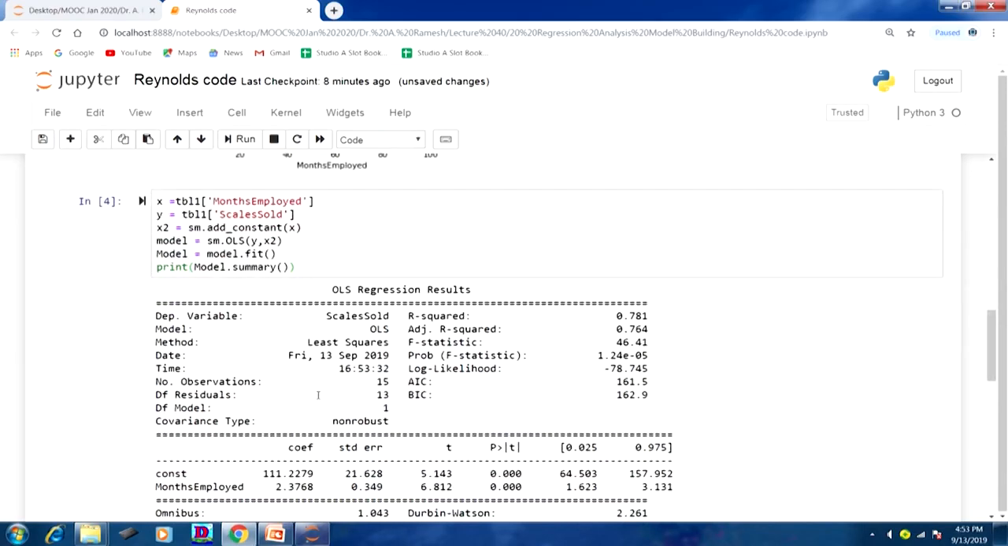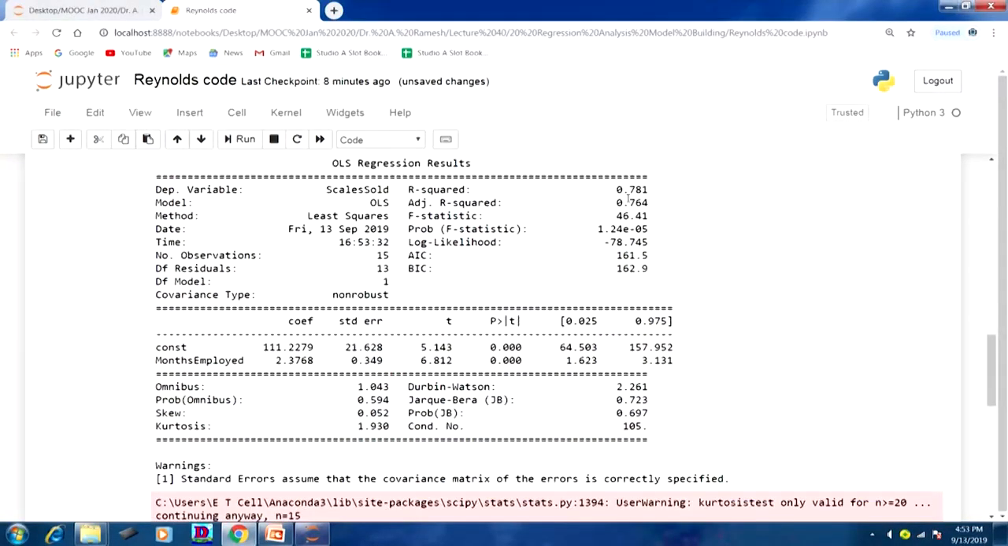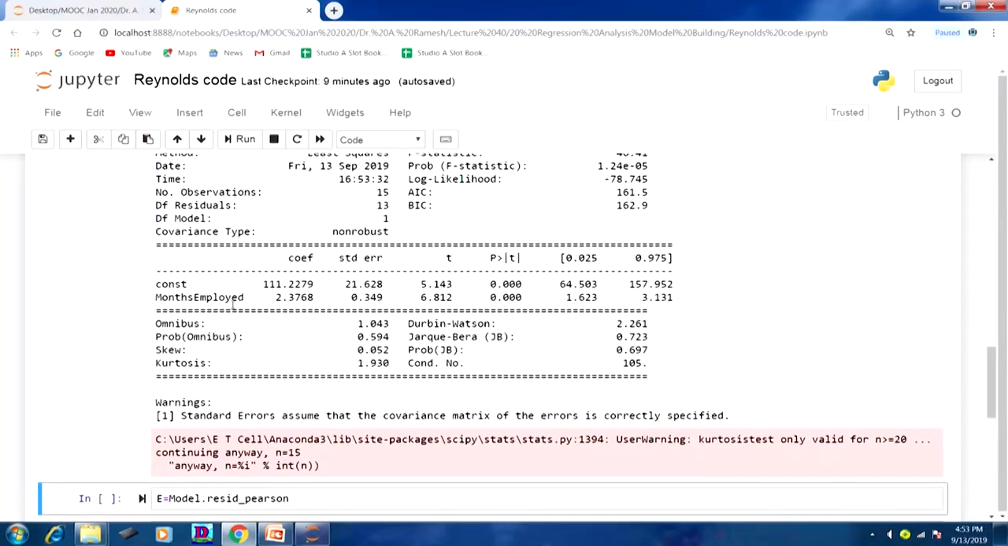It shows that the R square is 0.781. The F p value is 1.2 times 10 to the power minus 5, which is very low, so the overall model is significant. Now look at the independent variable, months employed, the corresponding p value is 0.00. So the months employed independent variable is also significant. Now we can construct a regression equation, that is y equals 111.227 plus 2.37 months employed.